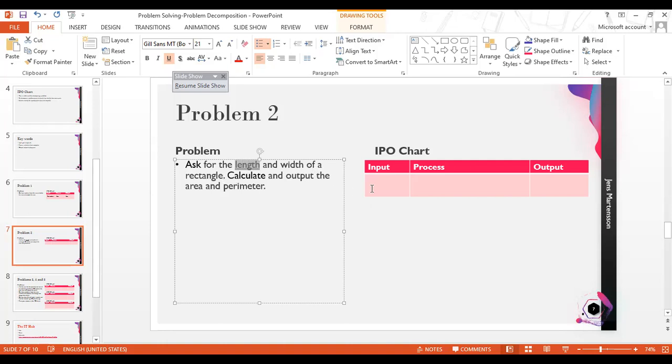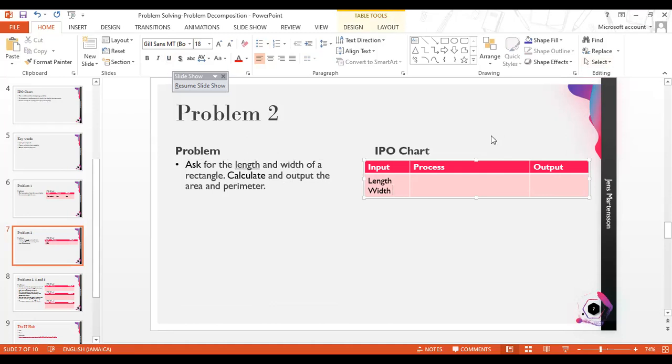So our input here is length. And I'm going to type length under the input column. Then it says, ask for the length and width of a rectangle. So we have width. If you notice, students, I did not use the word and. We do not want to write sentences into our columns. We just want to write, in this case, the individual inputs.